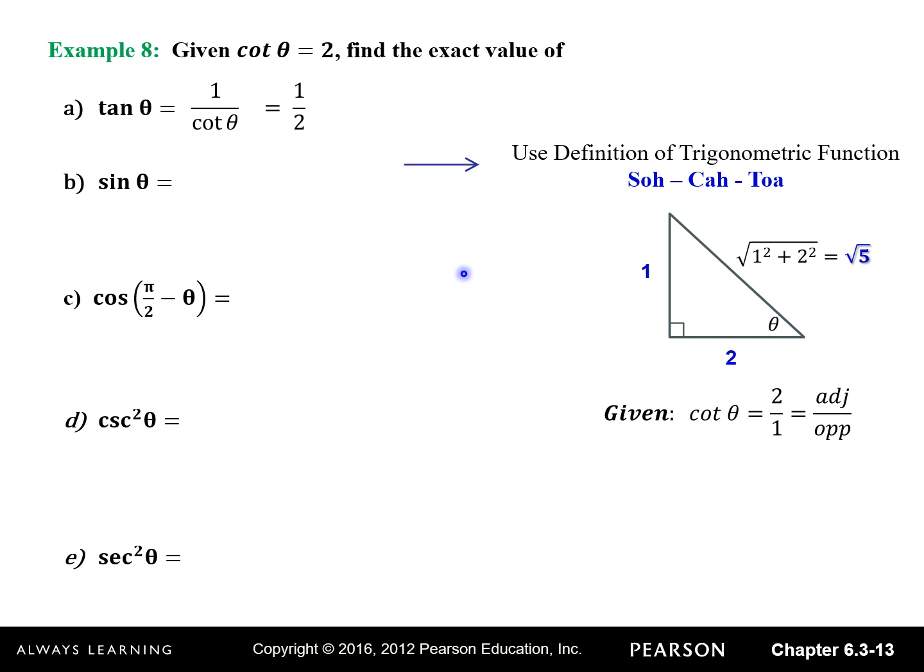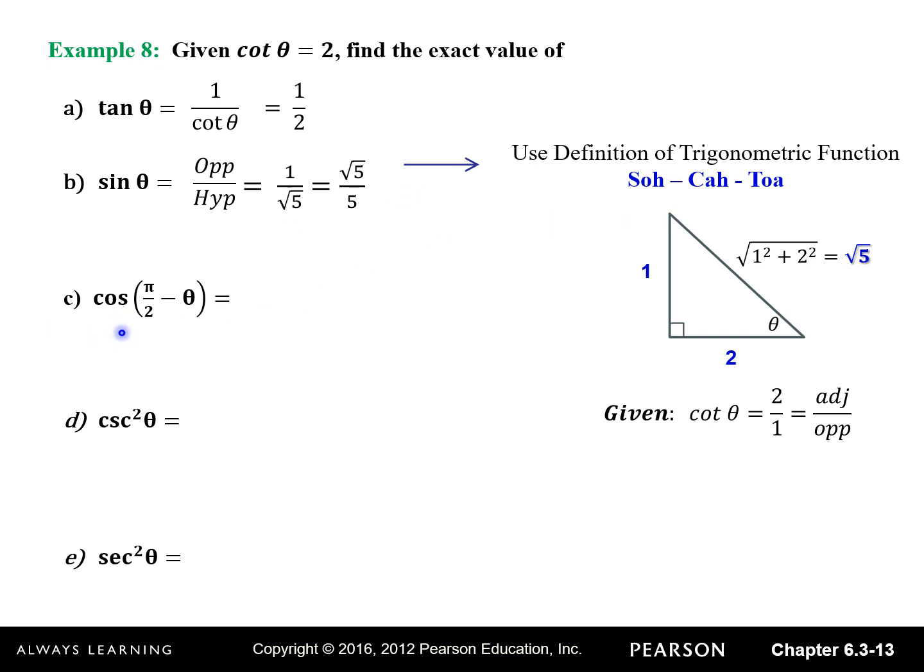In sine theta, the definition using Soh-Cah-Toa is opposite over hypotenuse. So the opposite to theta is 1 and the hypotenuse is the square root of 5. So we will write 1 over the square root of 5, and we will always simplify our answer, which is the square root of 5 over 5, after rationalizing this. So that's the value for the sine theta using Soh-Cah-Toa.